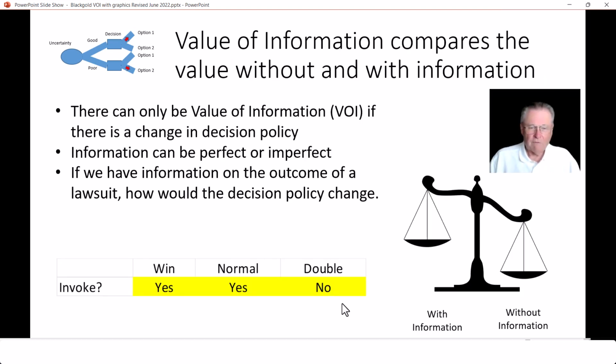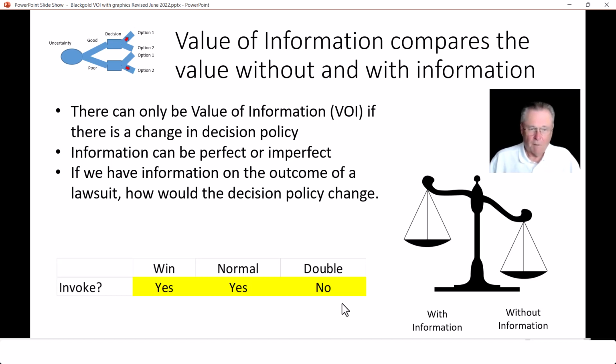So what is the value of information? There can only be valued information if there is a change in decision policy. If I make the same decision as in my reference case, I don't change the decision, then how can the outcome change? Information doesn't change the underlying uncertainties that I've faced. It only gives me information about those uncertainties. Information can be either perfect or imperfect.